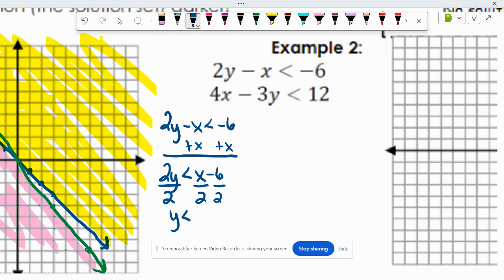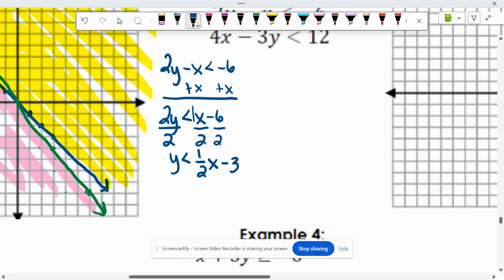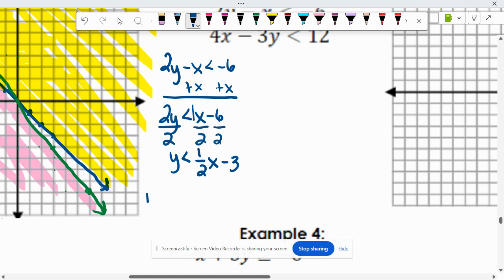Y is less than. So remember there's an imaginary 1 in front of that, like an invisible 1 in front of the x. We don't write it, but that gives me the fraction 1/2. Y is less than 1/2 x, and negative 6 divided by 2 is negative 3. So let's write down the important things. What's my slope of this line? 1/2. Good job. What is my y-intercept of this line? Negative 3. What is my shading, above or below? And is my line dashed or solid?